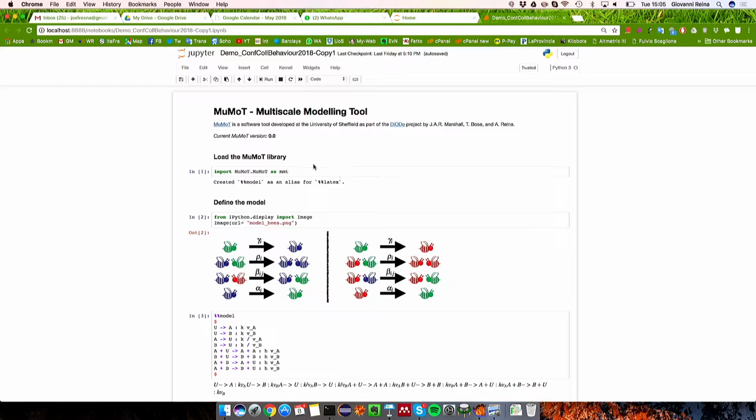For lack of time, I will not run the cells online, but it's already a pre-run notebook that anyway shows the main functionalities. So here we just loaded the library, and here the idea is that we want to write a model in the form of a chemical reaction.